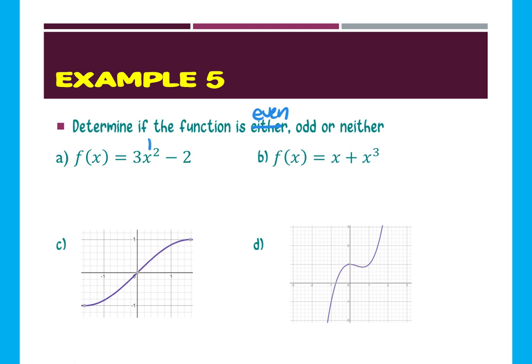If I plug in a negative x here, it's going to go away, which would make this what? Even. On B, if I plug in a negative x, what happens? They both change signs, which makes this odd. If only one term changes, not the other, it's neither. Does origin pop up in this? Odd is origin. Okay. O for O.